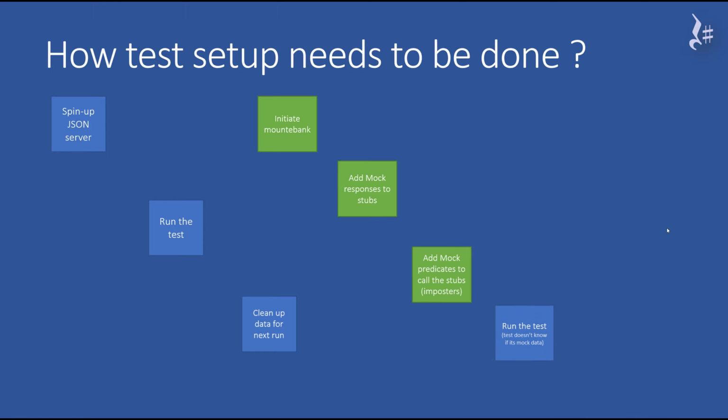And again, at this point, the test doesn't really know whether it is mock data or not, because it is going to run the same HTTP call to perform an action and see how it actually works. And then we need to clean the imposters so that the server can clean up the data and you don't mess up the port numbers and stuff. So all these things we need to be doing for Mountebank with service virtualization. So this is how the setup needs to be done for our testing at this point in time.